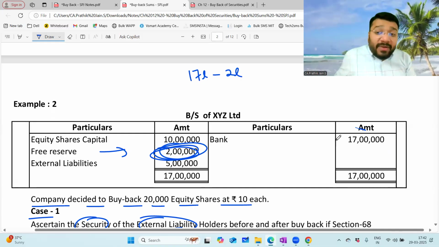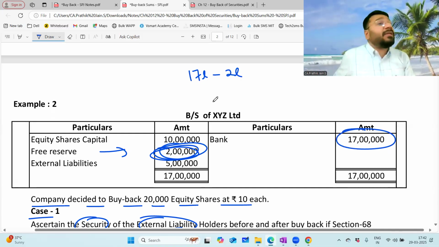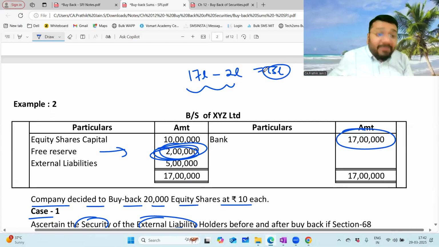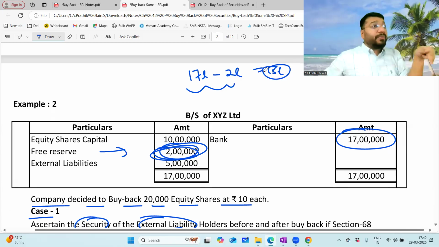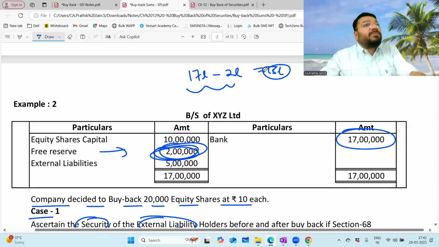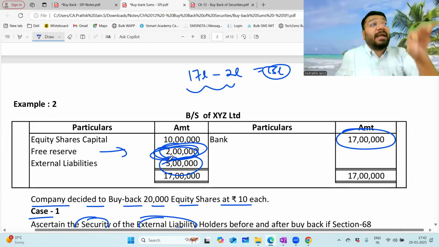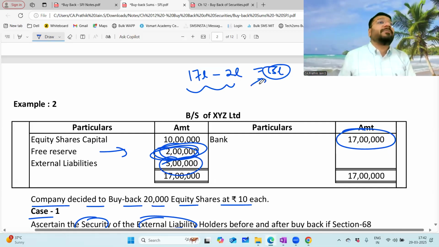So even if the company was not winding up, even if the company was not doing the buyback, out of 17 lakh rupees, the external liability holders did not have control over the 2 lakh rupees. So on the remaining 15 lakh rupees, anyways, the external liability holders had control, no? Even when the buyback was not done, even if the company was not winding up, everything is going smooth. The company is running smoothly. Even now, if external liability holders want to attack, how much money can they attack?